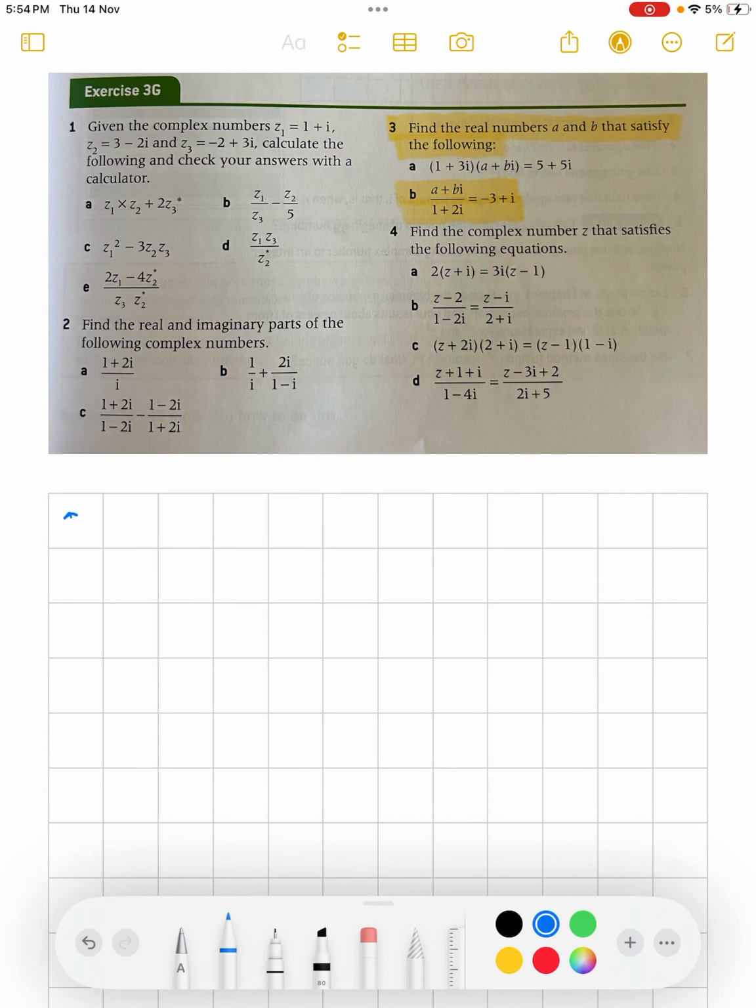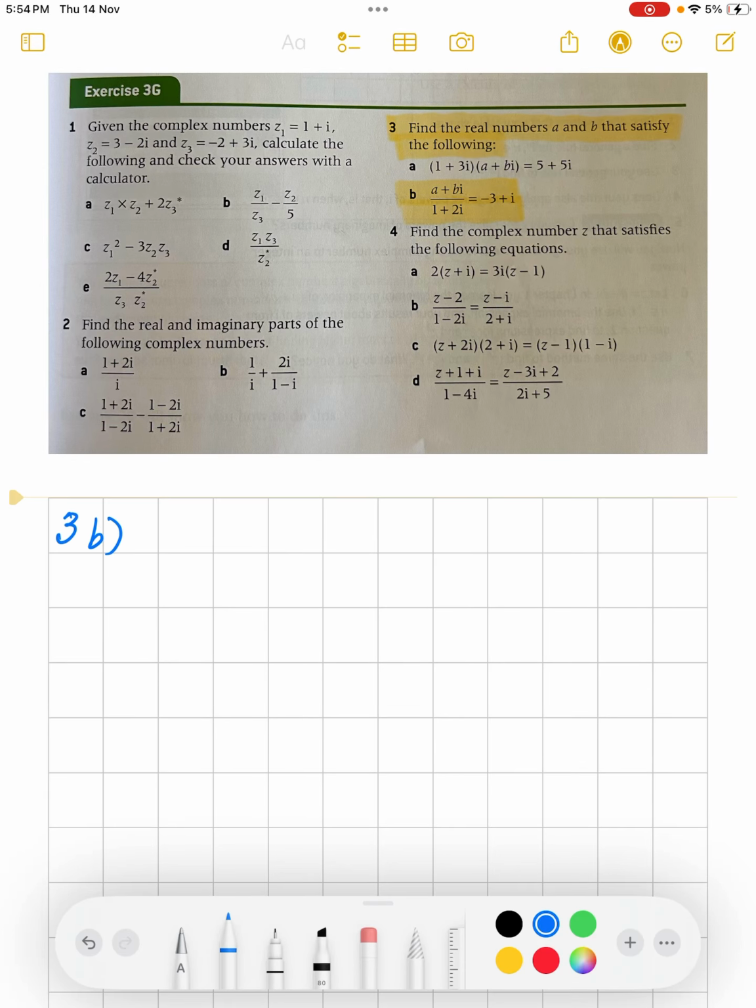I'm going to be looking at question 3, part B. Find the real numbers a and b that satisfy the following: (a plus bi) over (1 plus 2i) equals negative 3 plus i. Well, we're going to leave the right-hand side alone. We've got a real component of negative 3. We've got an imaginary component of 1. But let's work on the left-hand side.